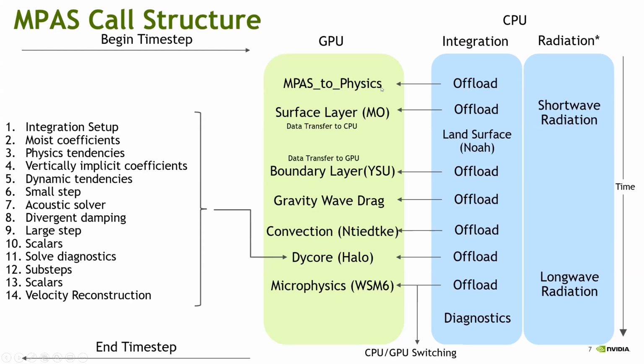So it comes in, offloads MPAS to physics, offloads surface layer, and then does the land surface modeling, NOAA, on the CPU, and then again offloads the boundary layer to the GPU, offloads gravity wave back to the GPU, convection, die-core, microphysics, everything out of the GPU. These arrows here represent the CPU-GPU context switching. Basically, the CPU offloads and waits for the GPU to complete and then regains the control back. And then that performs the end of time step.